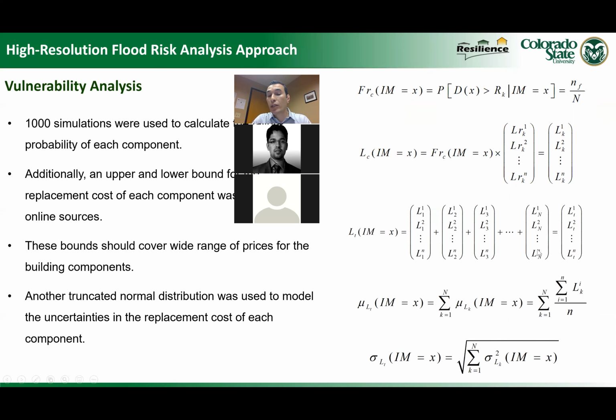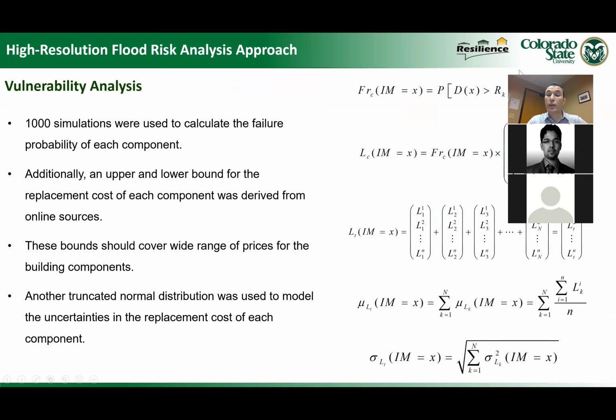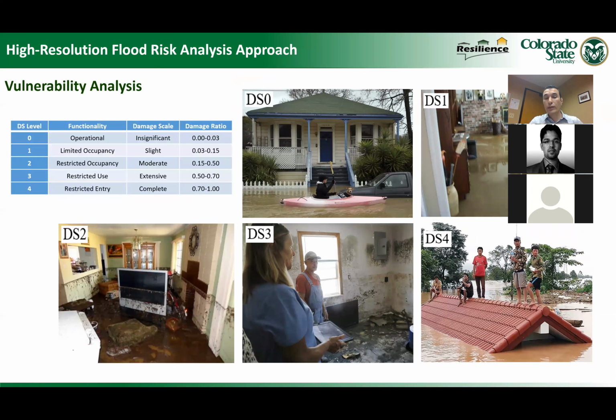For archetype F1, we have 65 components. If we sum the 1,000 simulated replacement costs of each one of these components, we get the total replacement cost of the building, which is also 1,000 simulations. If we take the mean of the simulations, we get the mean replacement cost. And we were also able to get the standard deviation of the replacement cost of the components of the whole building.